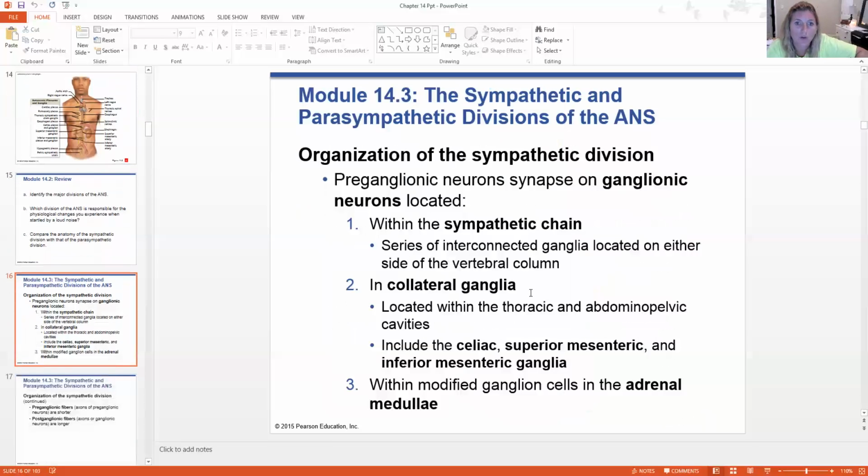Let's talk about the organization of that sympathetic division. So the preganglionic neurons of our sympathetic division synapse on the ganglionic neurons, which are within the sympathetic chain, the collateral ganglia, or the adrenal medulla. The sympathetic chain is a series of interconnected ganglia on either side of the vertebral column. The collateral ganglia are located within the thoracic and abdominopelvic cavities. These are the celiac, superior, and inferior mesenteric ganglia, or the adrenal medulla. The adrenal medulla is on the adrenal glands.